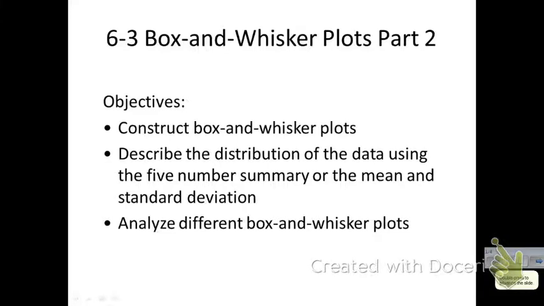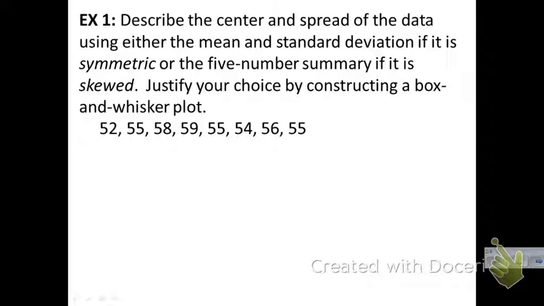Okay, so today is just a continuation of our box and whisker plot. So we're going to describe the distribution and we're going to analyze different box and whiskers. Here it says to describe the center and the spread, either using the mean and standard deviation if it's symmetric. If it's not, if it's skewed, we'll use the 5-number summary. So we're going to look at these numbers.